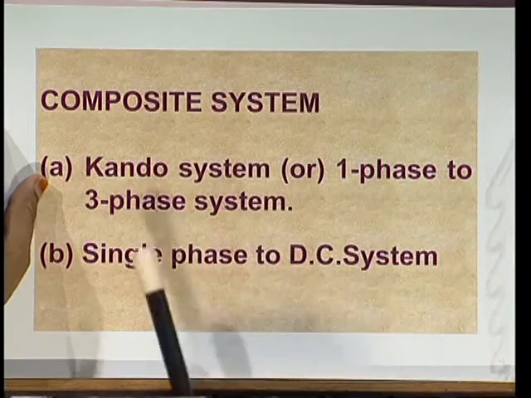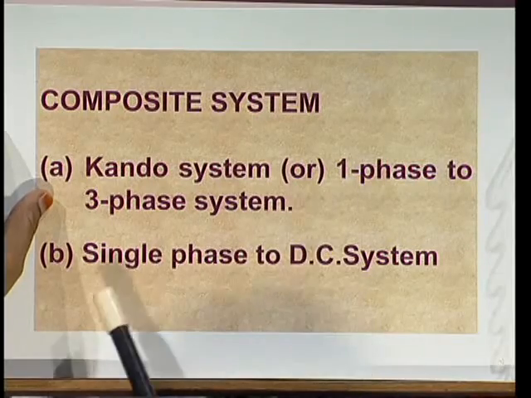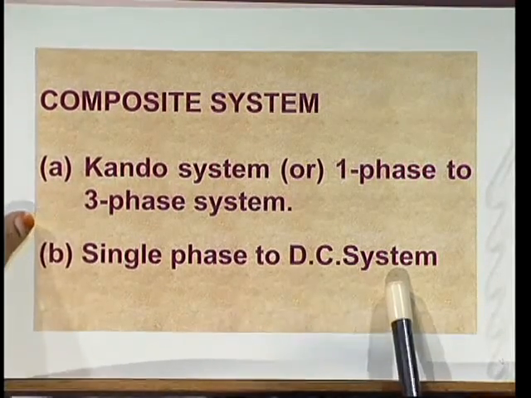So far we have seen the various systems. These systems have some disadvantage or the other. Now we look into the composite systems, which are a combination of any two of the above systems. This takes into consideration only the good qualities of the systems. The two composite systems which are majorly in use are the Kando system or single phase to three phase system, and the single phase to DC system.